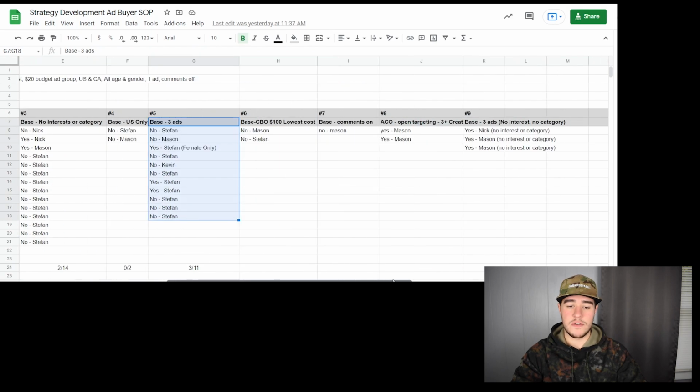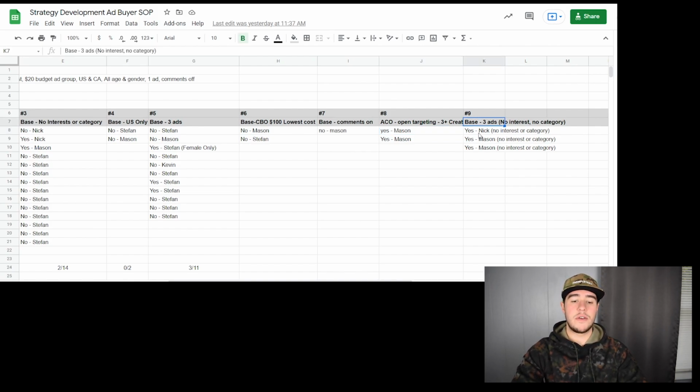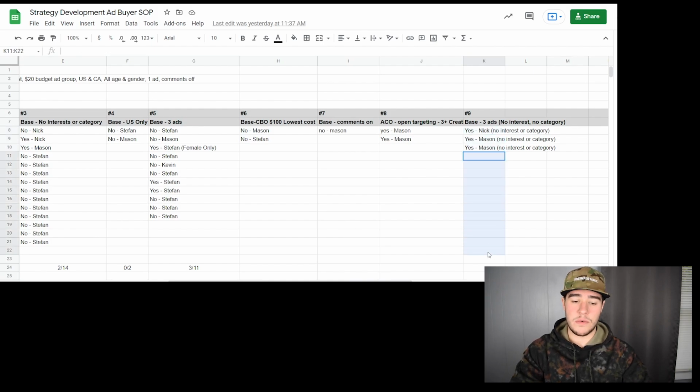So essentially what this new variant is using, I believe it's dynamic creatives. I don't know 100%, but this is basically open targeting. So no interest, no category with 3+ creatives. So it's basically a mix of both of the other strategies that worked really well. And we also did that right here. Now you can see that we've tested these out like 3 to 5 times, and the results so far, 100% is working. So this is really, really interesting, and I'm super excited to see what happens once we bring these through their tests.